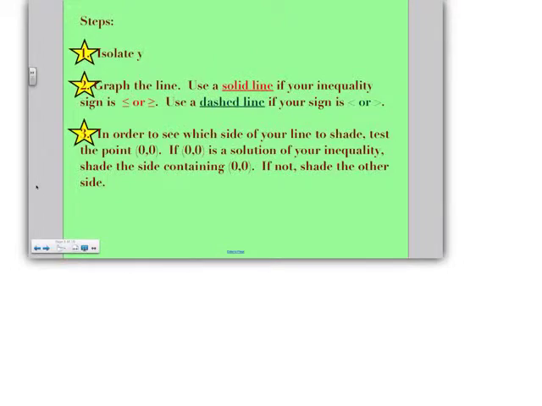So for this page, let me just point out a couple things. Isolating y isn't totally necessary. However, when you're using your calculator, it will be. I'll show you how to use your calculator on Monday.